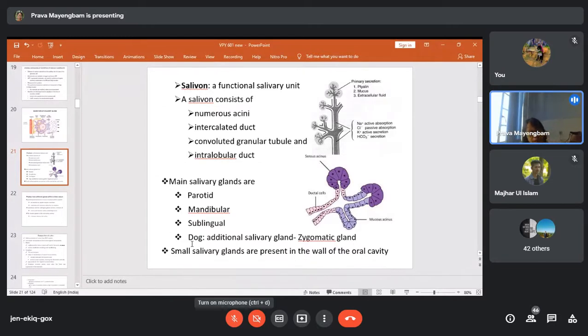In addition to this, many other small salivary glands are present in the wall of the oral cavity. Up to this, is it okay?